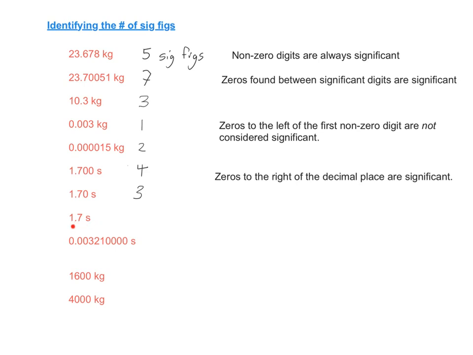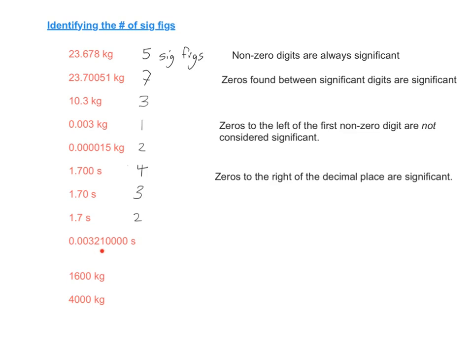In this next example here, notice that there are a total of 2 significant figures. And I put this example here to illustrate the contrast between writing something as 1.7 seconds or 1.70 seconds or 1.700 seconds. These three numbers are not the same because they're conveying different amounts of uncertainty in the experimental measurement.